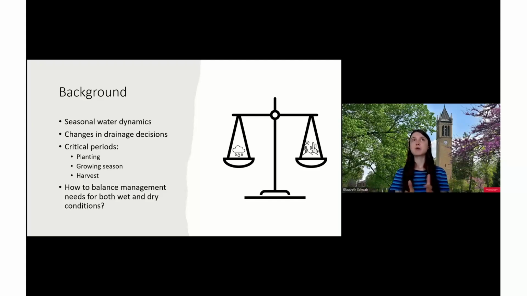So we're thinking about how we make water management decisions that will allow us to get into the field when we need to for timely planting, to ensure that we've got timely crop growth, enough time for that. But we also know that planting isn't the only time when we care about what's happening in the field. We're also thinking about the growing season and harvest periods.